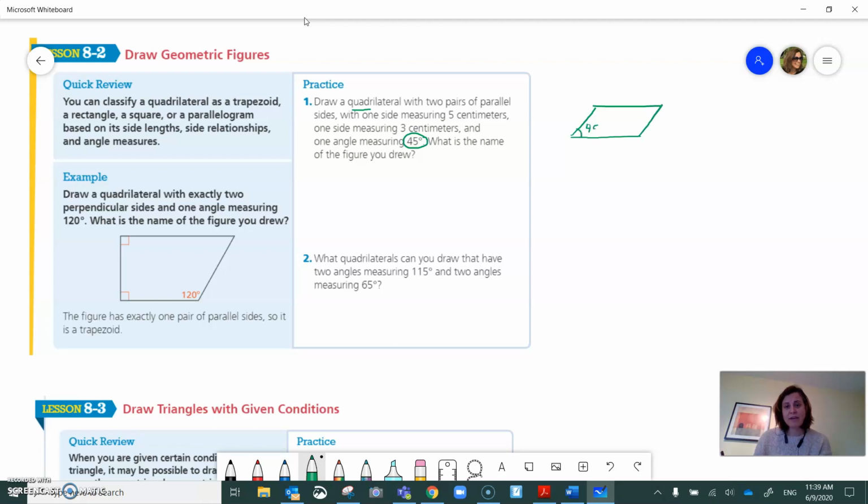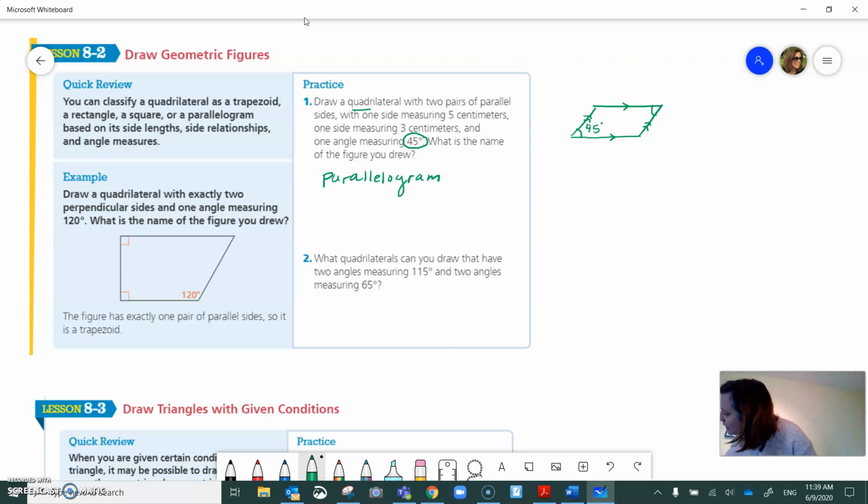This angle would be 45 degrees. This one matches it. When sides are parallel, we draw directional arrows on them to show that they're parallel. So these guys have 2 directional arrows is my way of saying they're parallel to each other, and this has 1 directional arrow. Parallelogram. It definitely can't be a trapezoid because a trapezoid only has 1 set of parallel sides. So it is for sure a parallelogram.